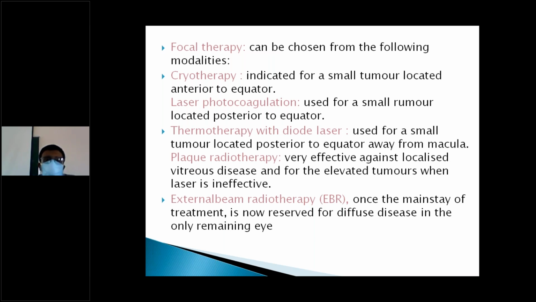These are the indications for focal therapy. Cryotherapy is used for lesions situated anterior to the equator. Laser photocoagulation is for small tumors located posterior to the equator. Diode laser is used for small tumors posterior to the equator and away from the macula. Plaque radiotherapy is for localized vitreous disease and elevated tumors when laser is ineffective. External beam radiotherapy is used for diffuse disease. If there is diffuse disease, then you have to go for external beam radiotherapy.